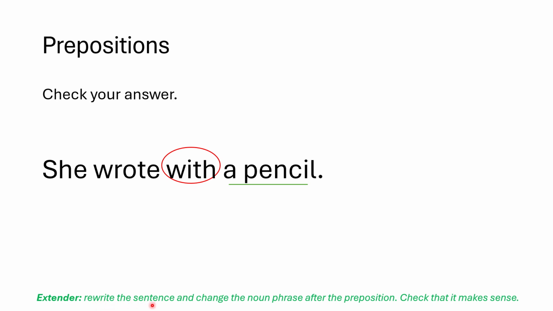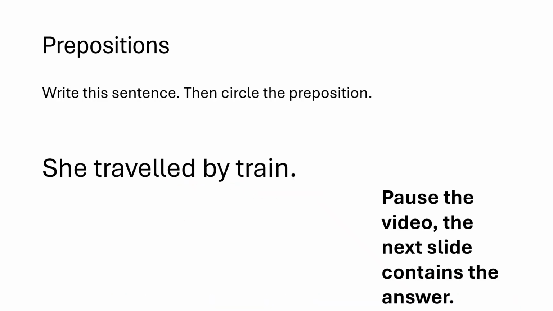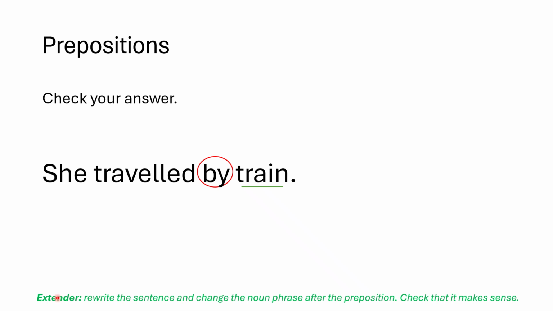Rewrite the sentence and change the noun phrase after the preposition. Check that it makes sense. Write this sentence, then circle the preposition. She travelled by train. Pause the video. The next slide contains the answer. Check your answer. She travelled by train. The preposition is by.